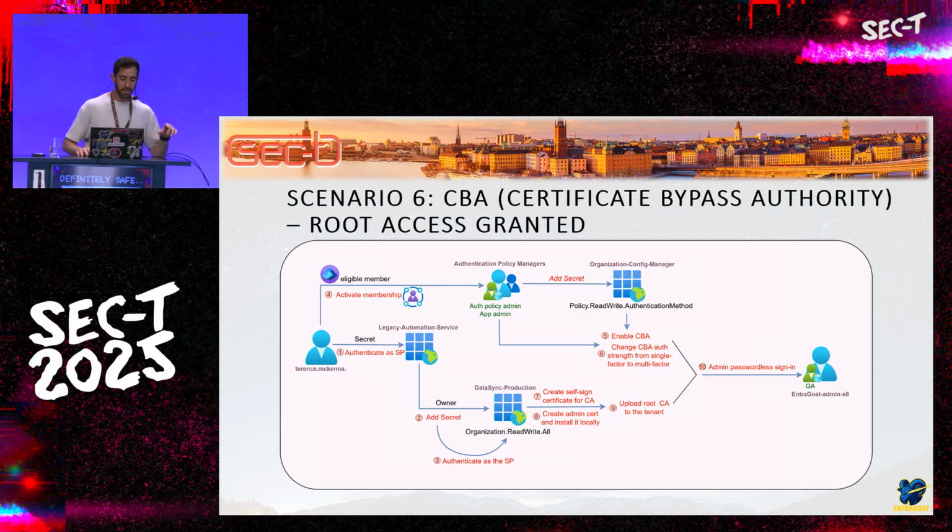But basically, this service principal, the data sync production service principal, has the permission of organization read write all, which allows you to upload any certificate authority you want to the tenant. So you have to basically create your own certificate authority using OpenSSL or any other method, and then upload a root certificate authority to the tenant.